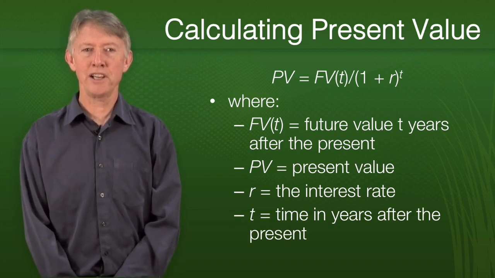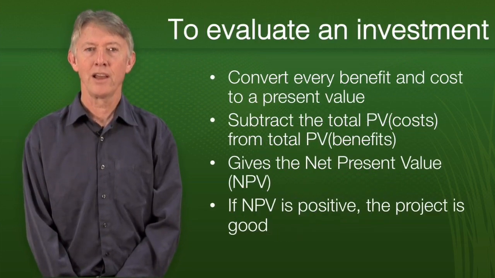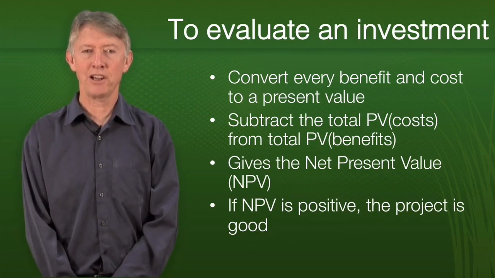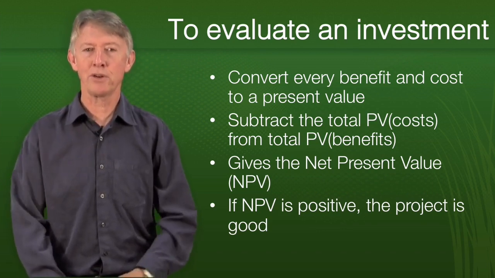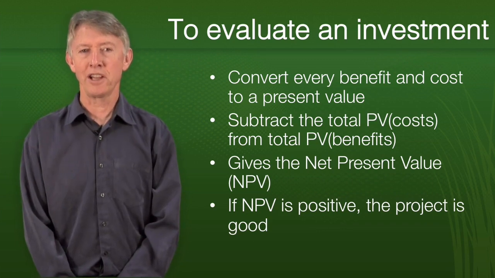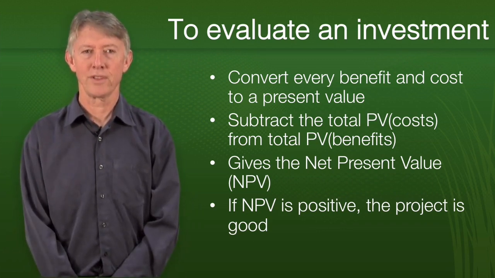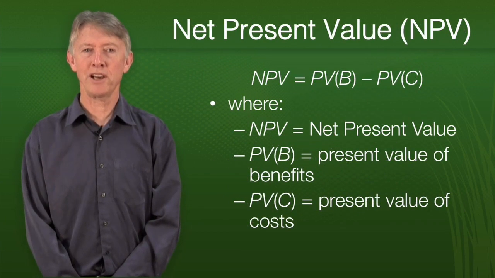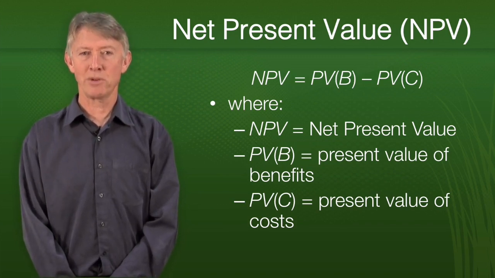So to evaluate an investment, we convert every benefit and cost to a present value. We subtract the total present value of costs from the total present value of benefits, and the result of that we call the net present value, and if the net present value is positive, the project is good. So let's look at the net present value. The net present value is simply this formula. It's the present value of benefits minus the present value of costs.